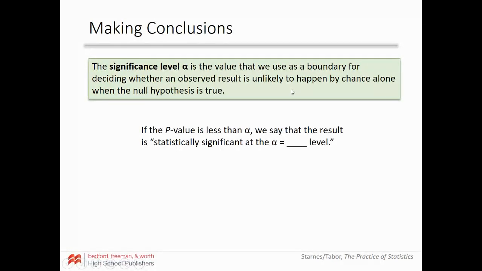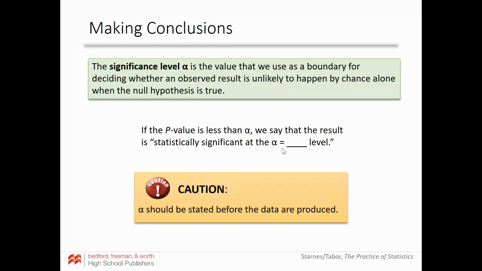So if the p-value is less than alpha, we say the result is statistically significant at the alpha level. This is very similar to confidence intervals, saying we are 95% confident that the interval from blank to blank captures the true proportion, which we probably wrote a ton of times. Here, we are statistically significant at that alpha level, whatever alpha level we choose.